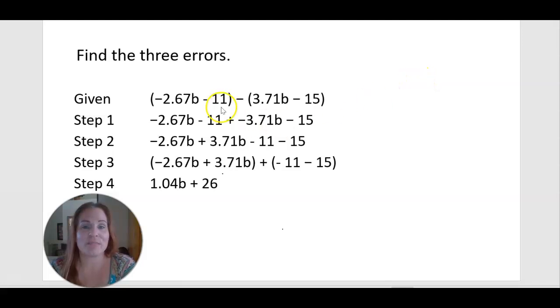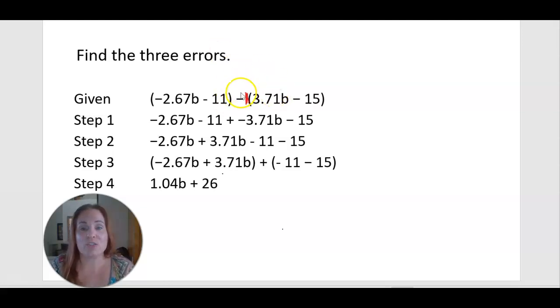A student simplified this expression and made 3 errors, and we are going to find them. So if you remember from 201 and 202, when you have a negative in front of parentheses like this, that really means that we have a -1, right? And we have to distribute.